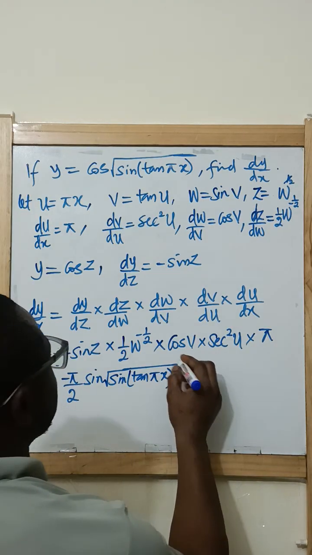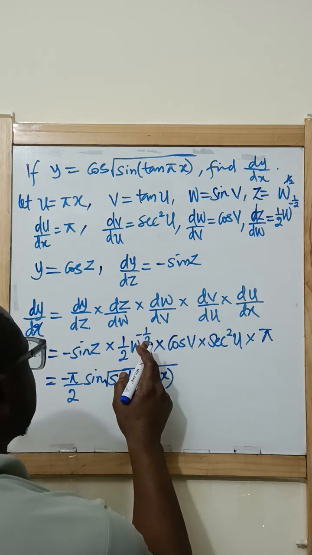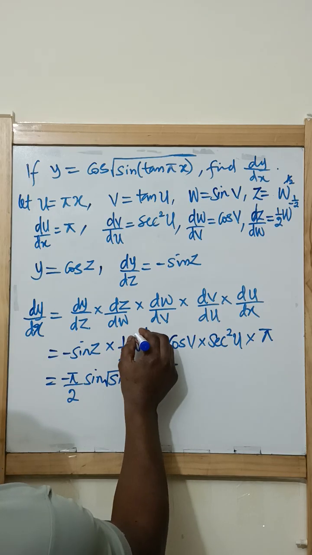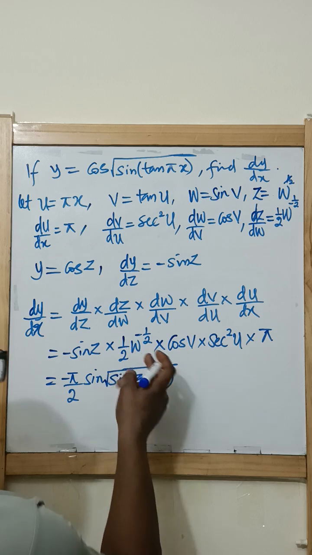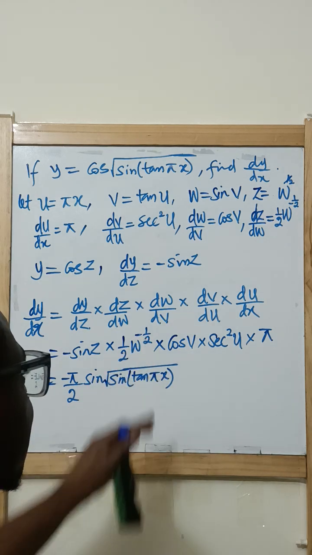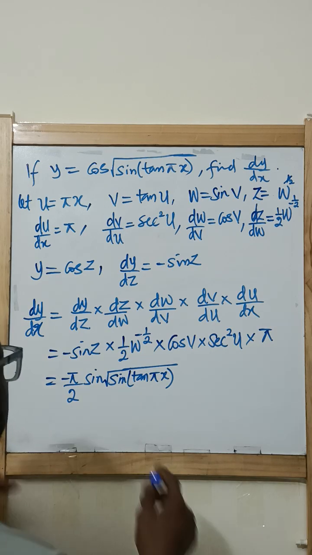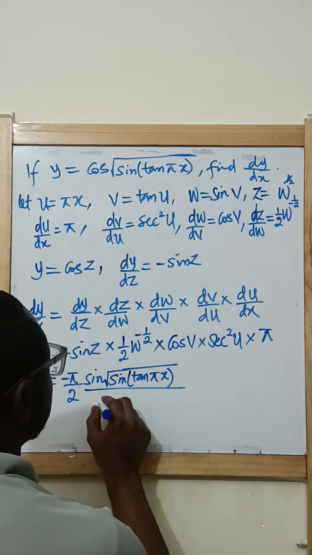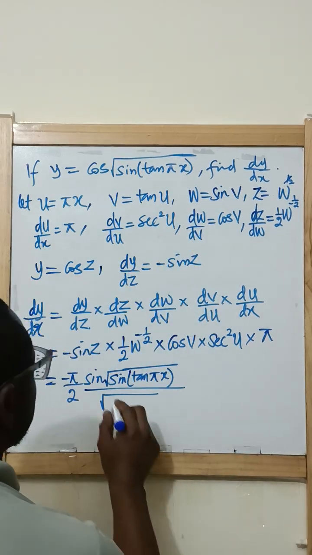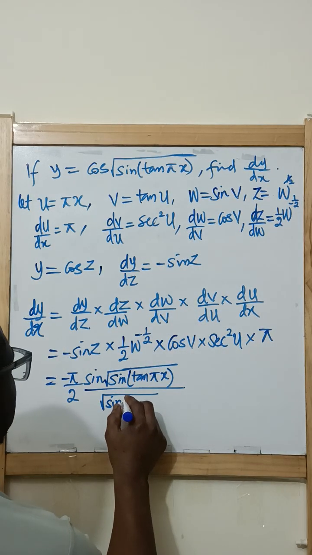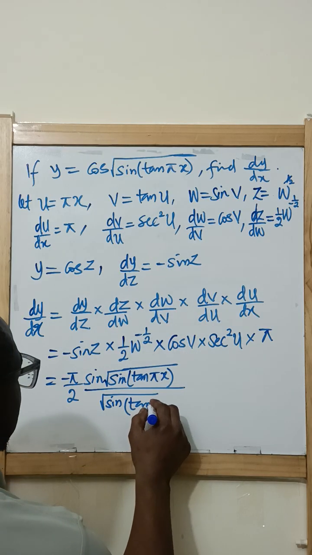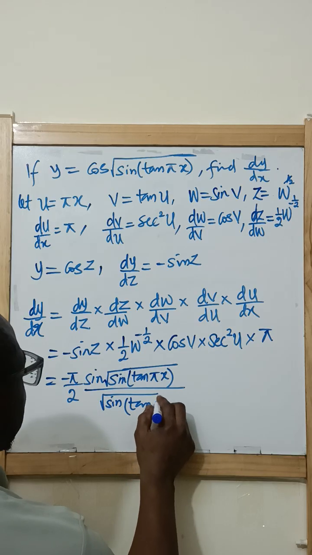Now the next one: this minus is going to take this w to the denominator, and the half is, of course, a square root. So it's going to be over the square root of w. What is w? Sine v. But what is v? v is tan u. And what is u? It is pi x.